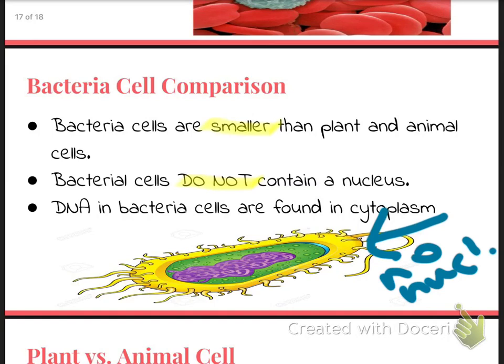We talked about in the nucleus how it has that chromatin and the DNA and stuff. Well, since this bacteria cell does not have a nucleus to hold the DNA, it is actually just found in the cytoplasm floating around. Okay?